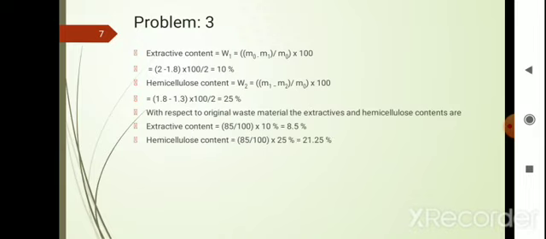Similarly, hemicellulose is also reduced. We obtained 25%, but if you are considering moisture, it will be 25 into 85 by 100, that is 21.25. So this is the second part answer. In the first part, we considered no moisture, but in the second part the moisture is given, that is 15%. So that will be reduced again. So this is the solution for this problem.